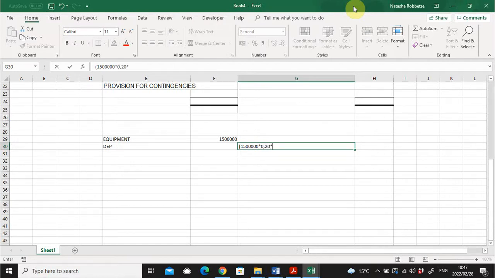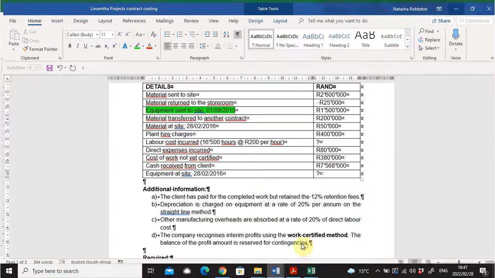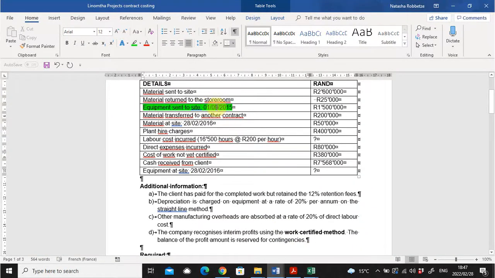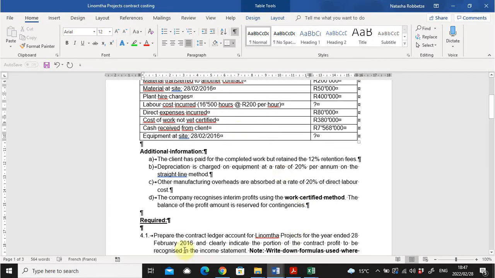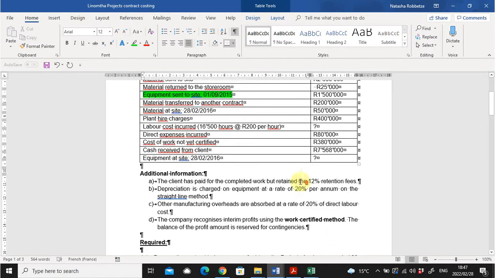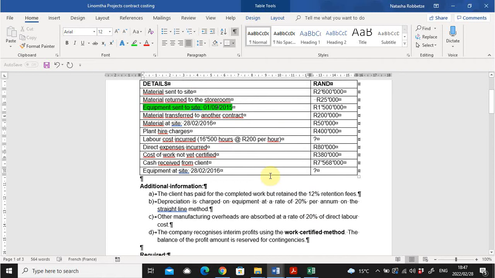And then we also have to mind the number of months. So if I go back to the question, they say we use it from 1 September and the year end is 28 February. So it's going to be September, October, November, December, January, February. So that is 6 months.